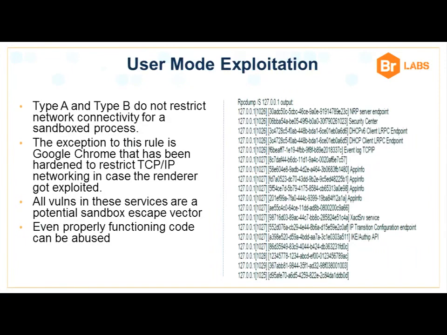However, if you do an RPC dump on localhost on a sandbox process, you will see at least 18 plus named interfaces which are available and exposed right now, right? Which means that a vulnerability in any of these services can be abused to break out of the sandbox. Yet again, and these are user mode components, right?